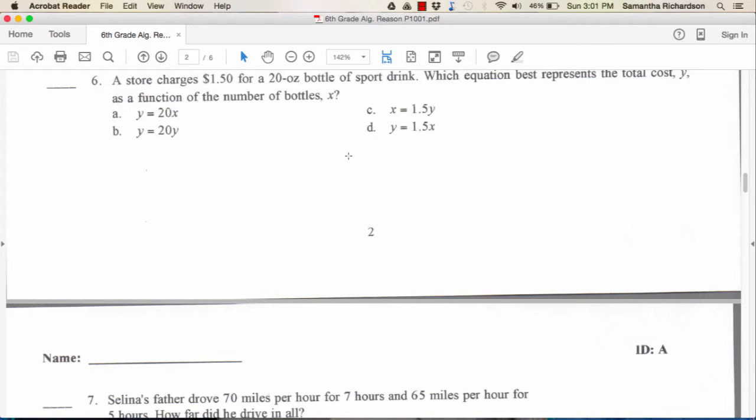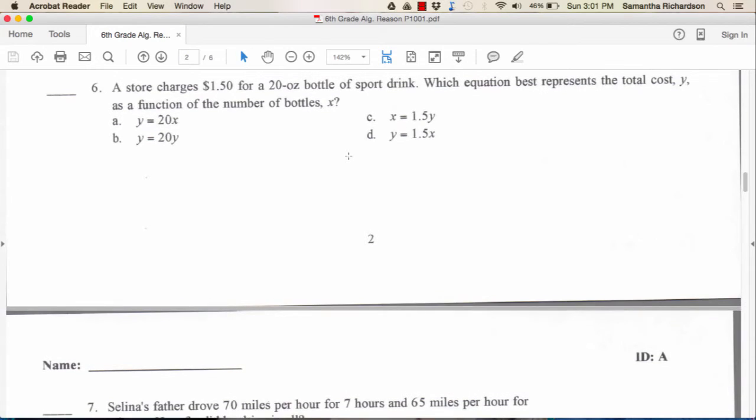Question 6. A store charges $1.50 for a 20-ounce bottle of sport drink. Which equation best represents the total cost y as a function of the number of bottles x? A. Y equals 20x. B. Y equals 20y. C. X equals 1.5y. D. Y equals 1.5x.